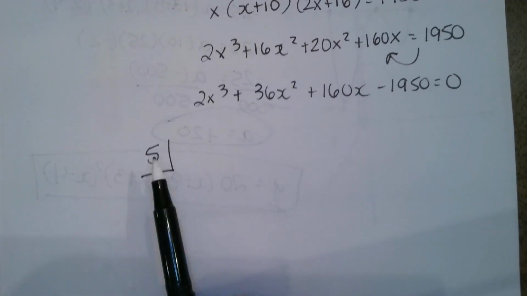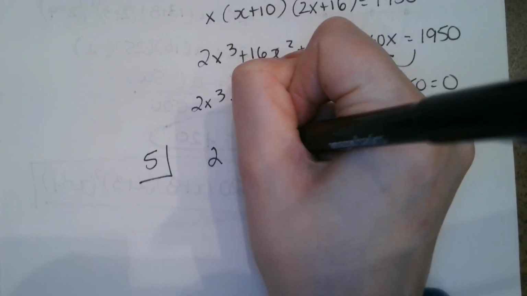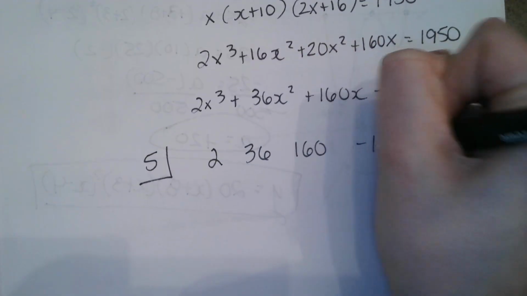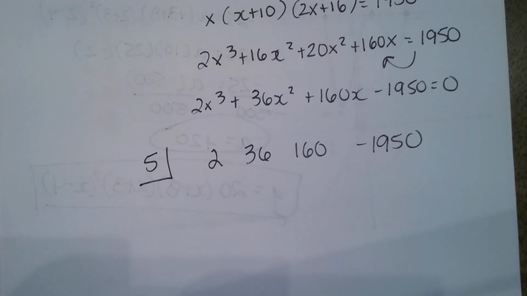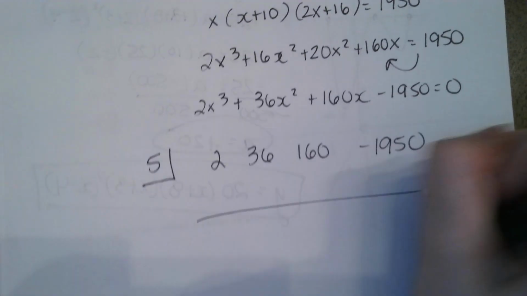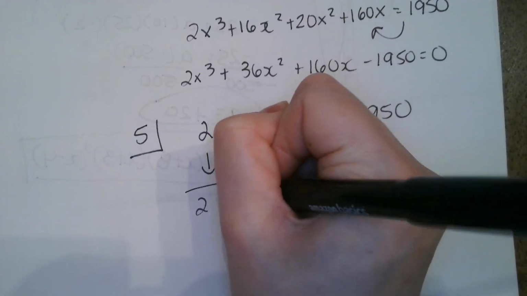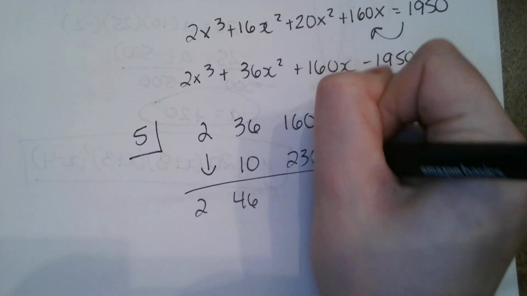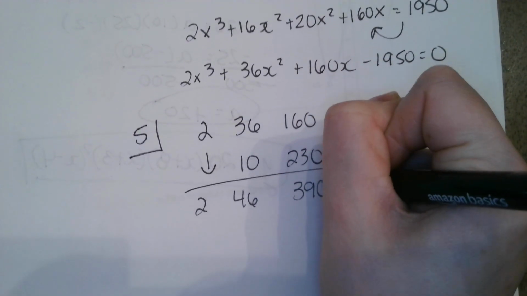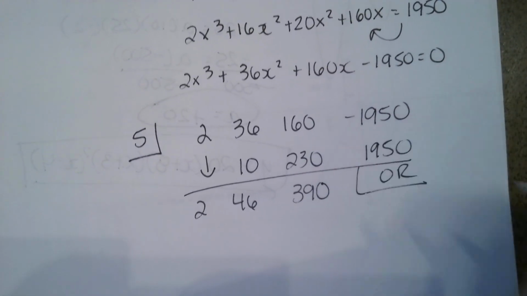Okay, so we know that 5 works. Same thing, it's going to be a really obvious one. I have 2, 36, 160, and negative 1950 as my coefficients. When I go ahead and plug this in or do my synthetic, I carry my 2 down. 10, 46. 5 times 46 is 230, 390, and that gives me 1950, which is why I know it works. These numbers are really big.